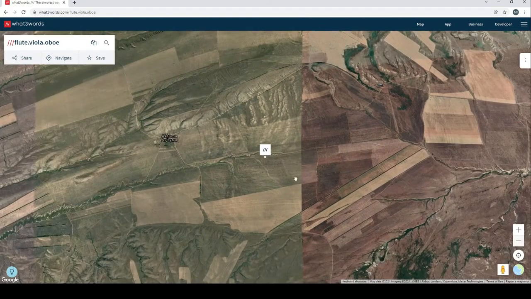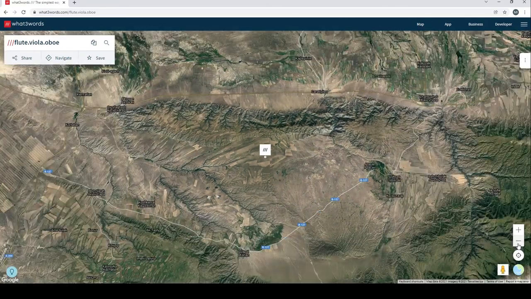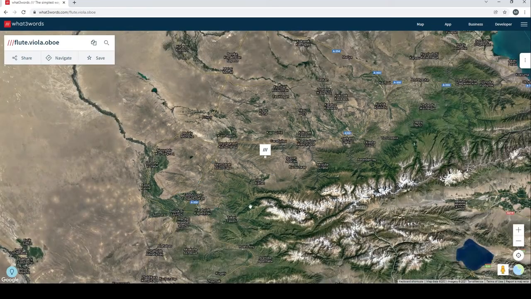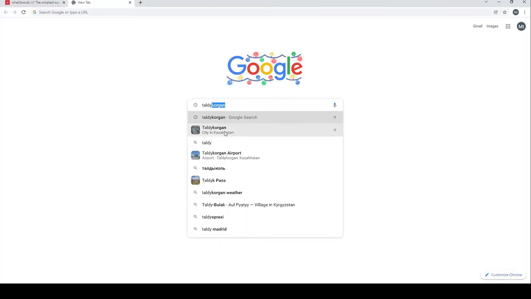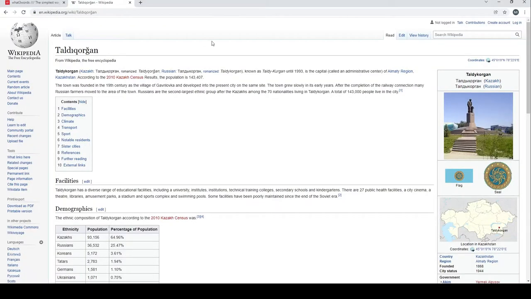Somewhere there's a little town there, Aktuma. I'm not sure if we're going to find much information about a small town, but maybe if we pull out a little bit, we can find some information on Taldykorgan. We're basically trying to investigate the world using musical instrument names. So Taldykorgan, let's see if we can find that. Okay, there's something here.